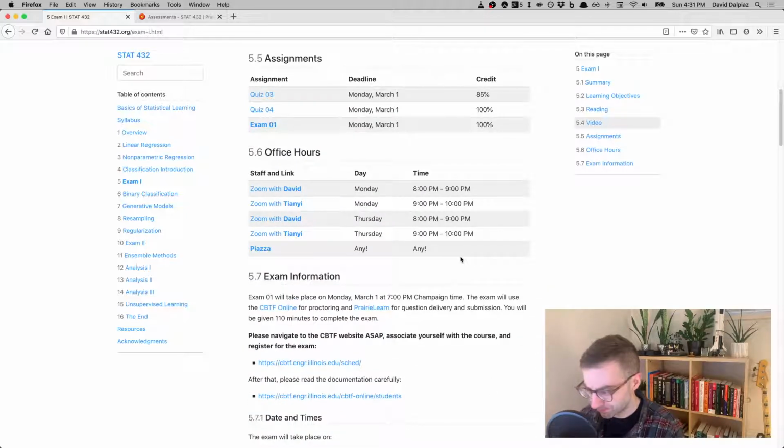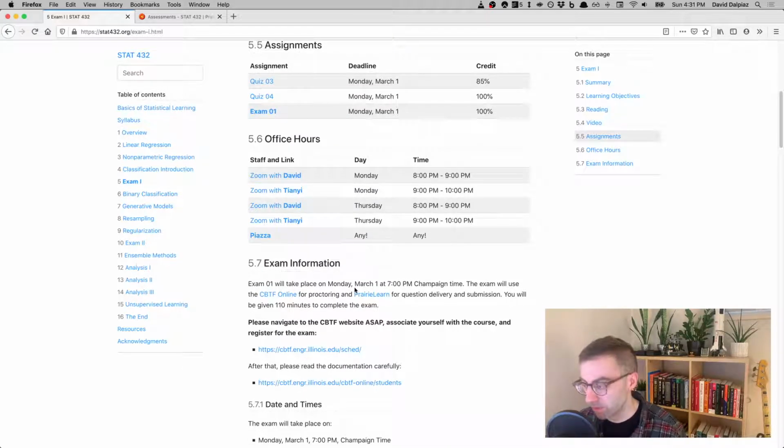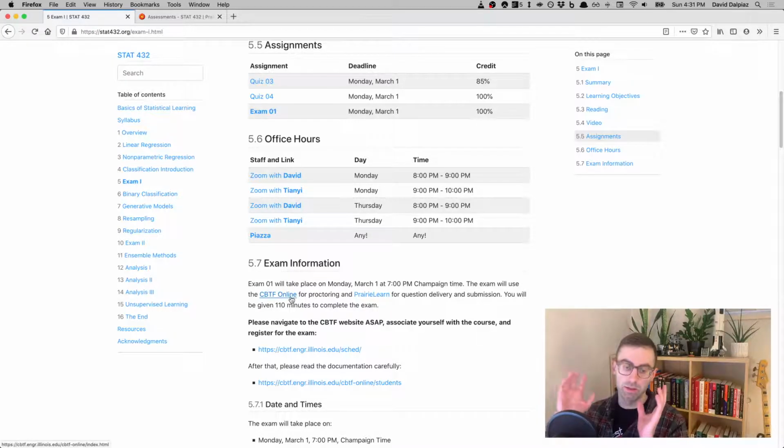Okay, so the rest of this page now details a lot of information about the exam. Most importantly, the date and time. So this will be administered through the CBTF Online. That is, the CBTF Online will essentially take care of scheduling, registering, and proctoring for the exam. And then when you actually take the exam, from your perspective, it will just be through PrairieLearn. So it should feel a lot like a quiz.